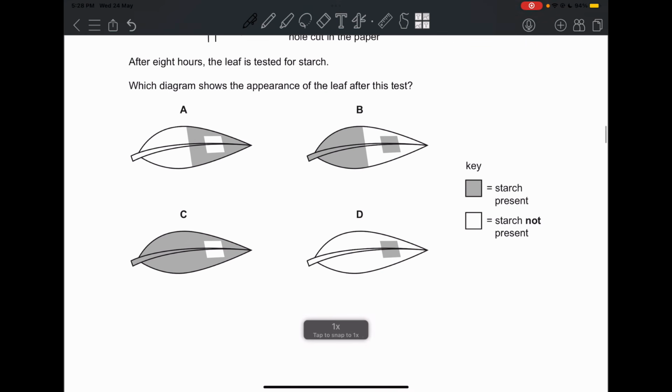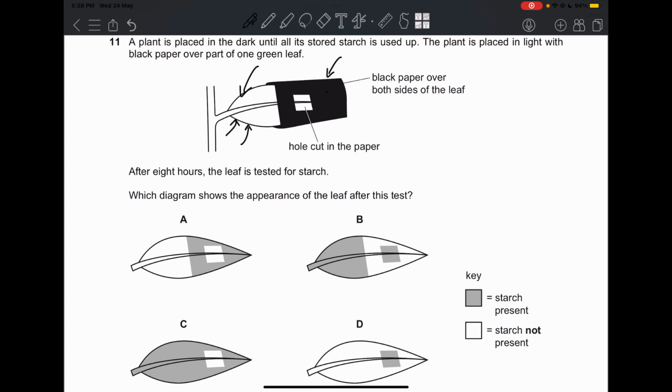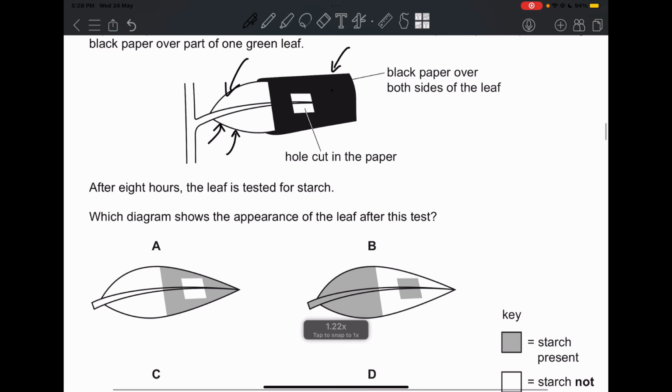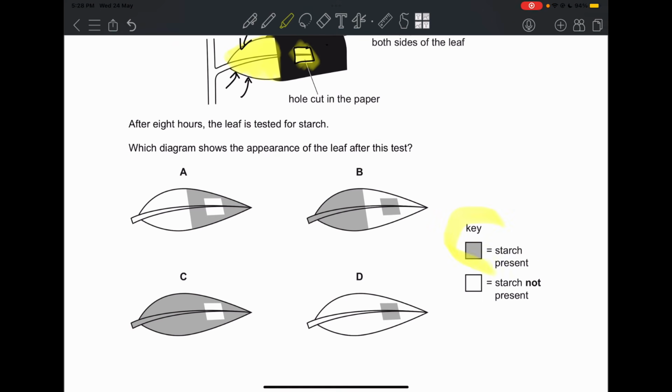So we're going to be choosing a part over here where the starch present is going to be on the area that is uncovered. So the uncovered areas are the square over here, and this part, this is the uncovered area, this is also the uncovered area. So the yellow parts are supposed to be the green part, because the starch is going to be present because there is photosynthesis. Meanwhile, the black parts that are covered will have no starch. So this is exactly B.